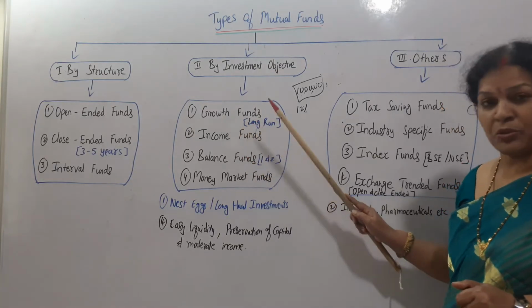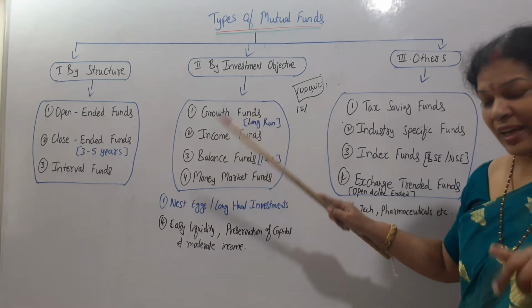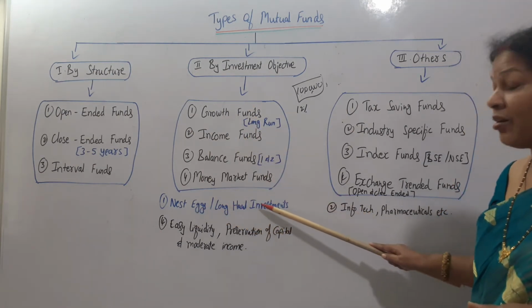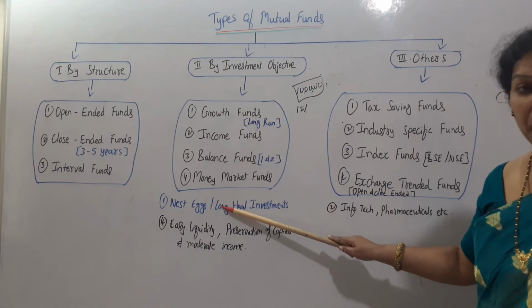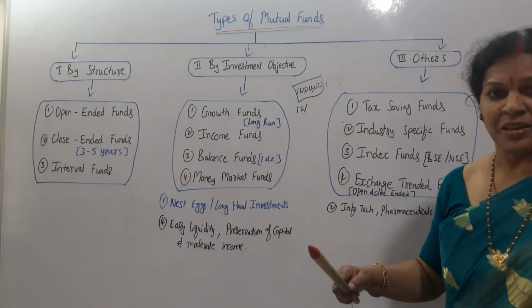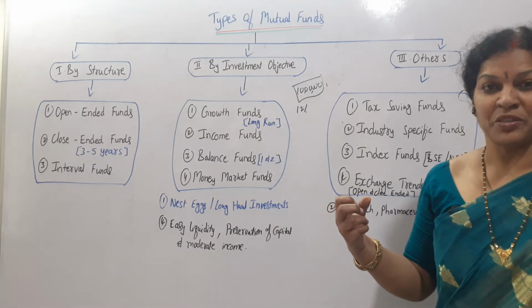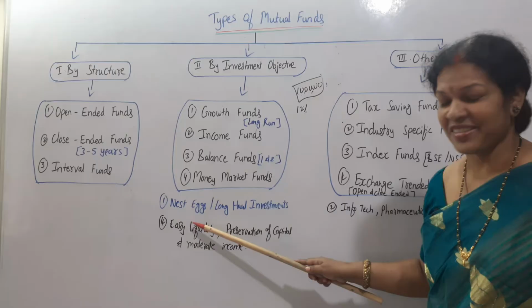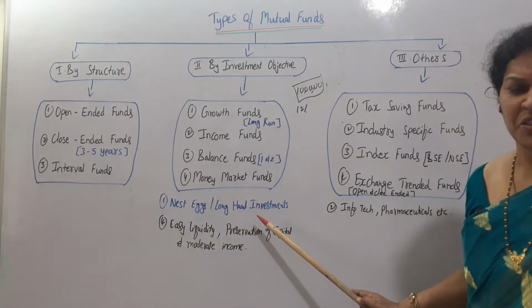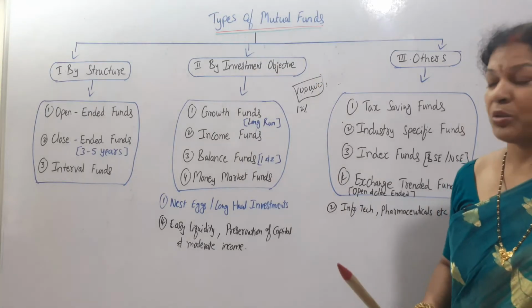Now if you see growth funds, for example, we can call them Nest X, long haul investments. This is another name for it. Nest X means X. The investment is growing a lot. That is why we call it Nest X or long haul investment, long run investment. So these are the other names for the growth funds.